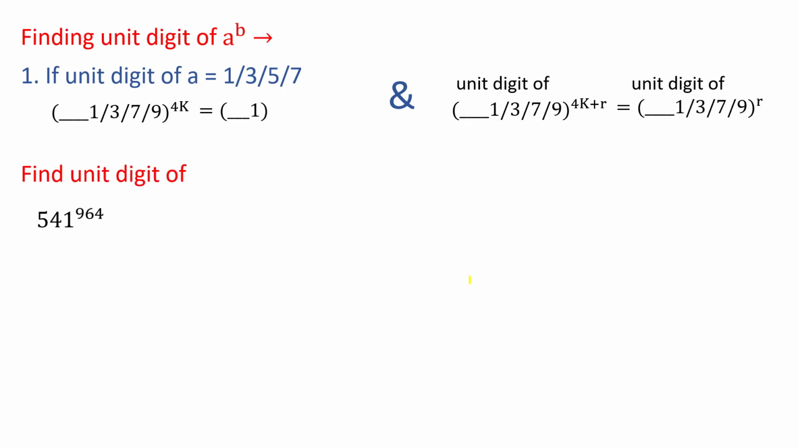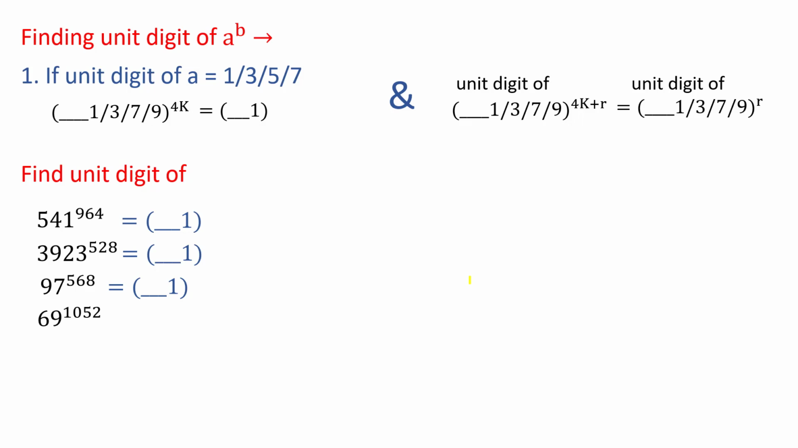If I say 541 to the power 964, over here the unit digit is 1 and the power is a multiple of 4, so the unit digit is 1. Over here 3923 to the power 528, the unit digit is 3 to the power of a number which is a multiple of 4, so the unit digit is going to be 1 here. Over here 97 to the power 568, the power is a multiple of 4 and the unit digit of the base is 7, so 7 to the power of a multiple of 4 is always going to end with 1. The same happens with 9 also. 69 to the power 1052, the number ends with 9 to the power of a multiple of 4, so 9 to the power of a multiple of 4 is always going to end with 1.